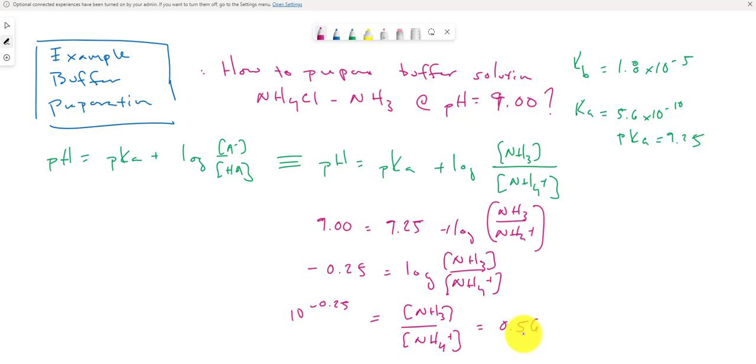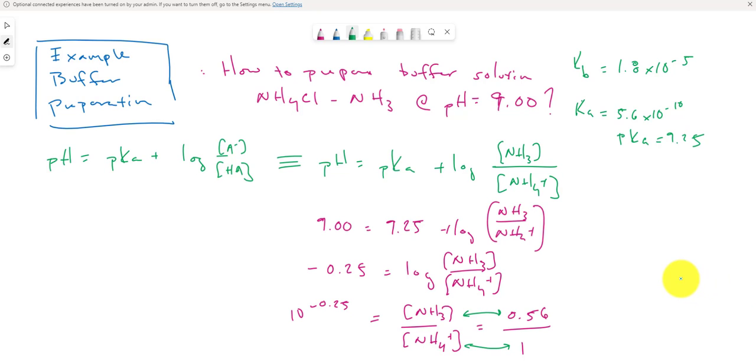So what does that mean? Well, we can't go any further because we don't have any details about the particular species. But what we know is that we need to make up a solution where the ratio of the NH3, the base, and the acid is 0.56. And sometimes I like to write this more explicitly as 0.56 over 1. And what that tells me is I need 0.56 parts of the NH3 for every 1 part of the NH4. So that's the way that I like to think about this.